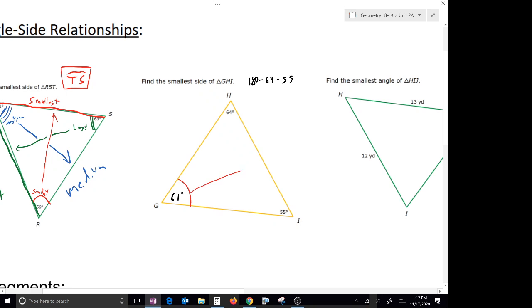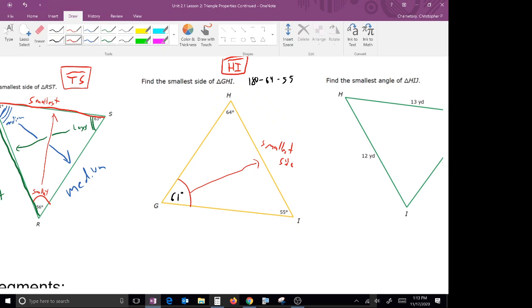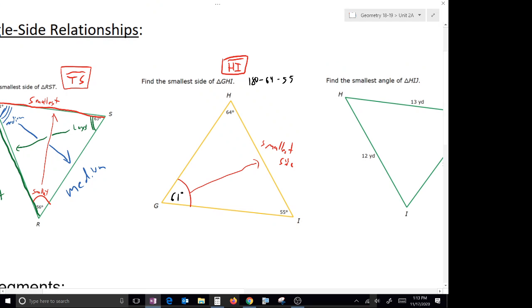So there's my smallest side, which is HI or IH, it doesn't matter. Okay. Again, they only asked us to find the smallest, but we could find the largest by identifying the largest angle. That would give us the largest side, or longest, as you could say.